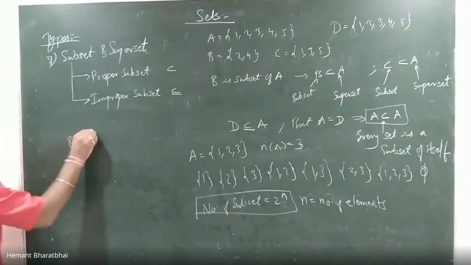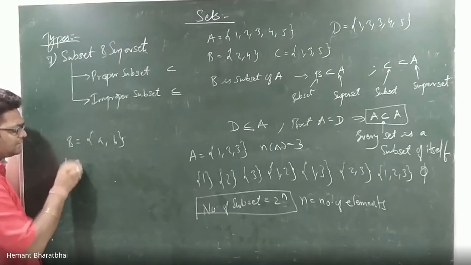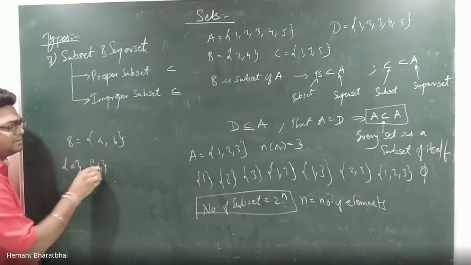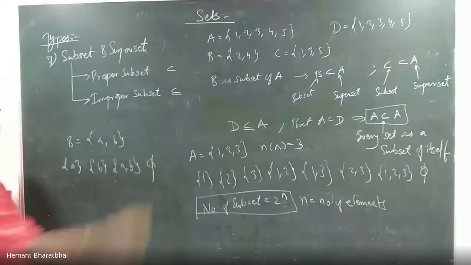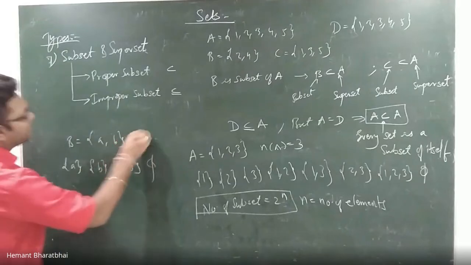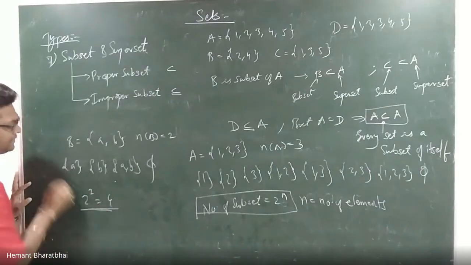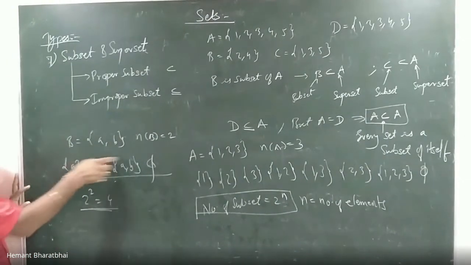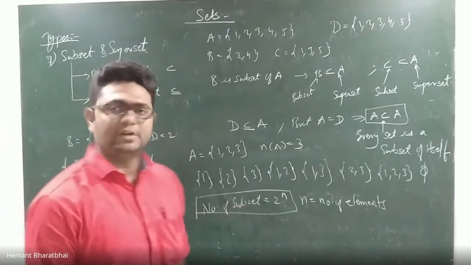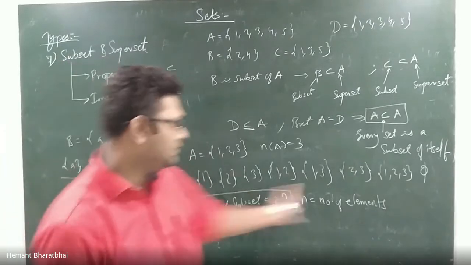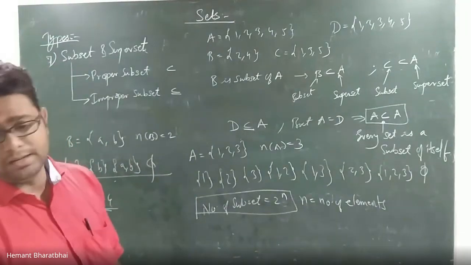If I write set B having elements a, comma b. Now, how many subsets can I write? First is {a}, a subset of B. Then if I write {b}, this also lies in this. Now every set is a subset of itself, and the null set is a subset. Now, how many elements are there over here? 2. 2 raised to 2, that will be how much? 4. So 1, 2, 3, and 4. So, number of subsets is given by this formula. You have to remember this. Number of subsets is always 2 raised to n, where n is the number of elements.